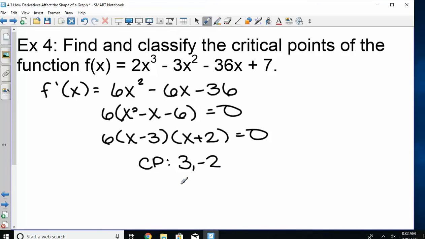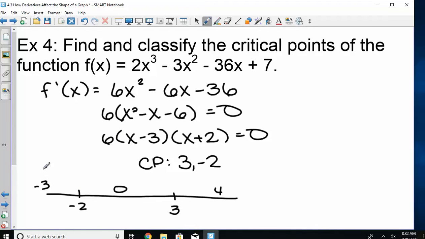Did you get 3 and -2 for your critical points? So to decide if they are local maxes or mins, we are going to do our sign line. Smaller than -2, maybe a -3, in between the two, and bigger than 3. So if I put in a -3, 6 is positive, -6 and -1, so that would be a positive overall. If I put in a 0, positive times positive is a negative. If I put in a 4, it's all positive.